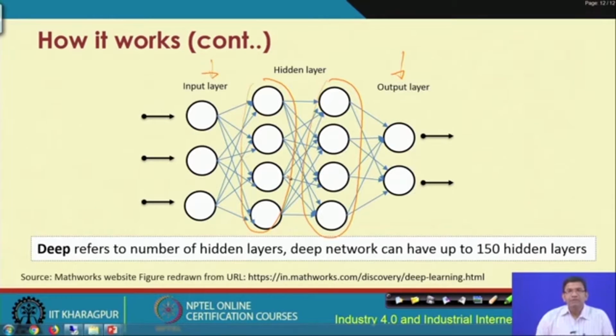So, deep basically refers to the number of hidden layers. The more layers you have, the deeper the structure of neurons you are going to have. It is said that a deep neural network can have up to 150 hidden layers. Here we show only 2 hidden layers, but in a DNN up to 150 hidden layers can be implemented.